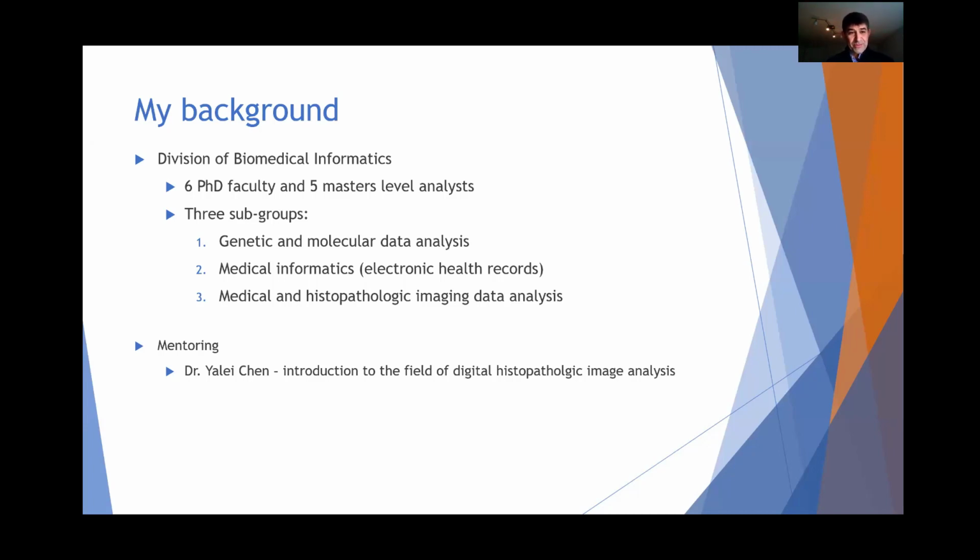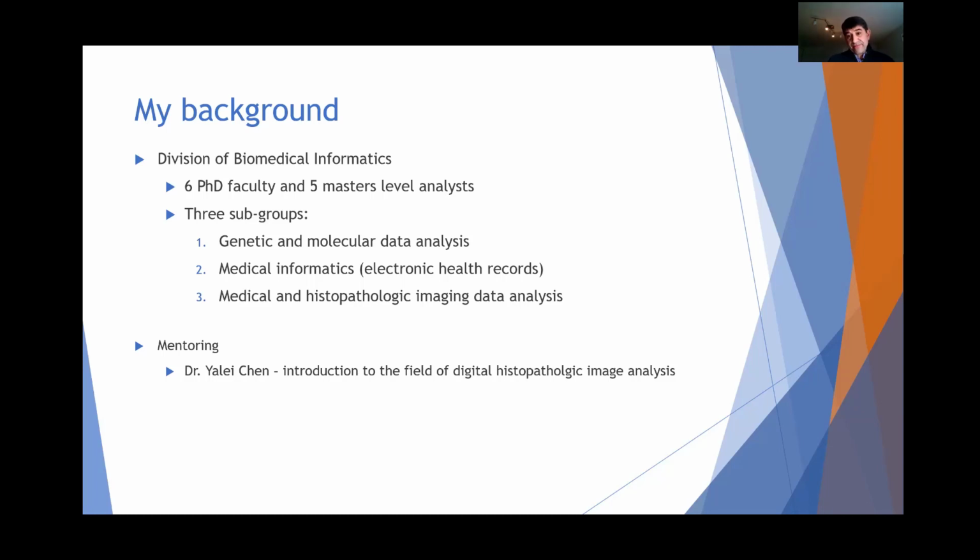And so we have 3 subgroups within our biomedical informatics division. The first is kind of where we started, which is really in the genetic molecular data analysis area. And this is done in bulk tissue and all various forms of single cell varieties, spatial transcriptomics, and all manner of omics data. Our second group is the medical informatics team, where we're focused on data mining of the electronic health record, which at Henry Ford goes back into the 80s.